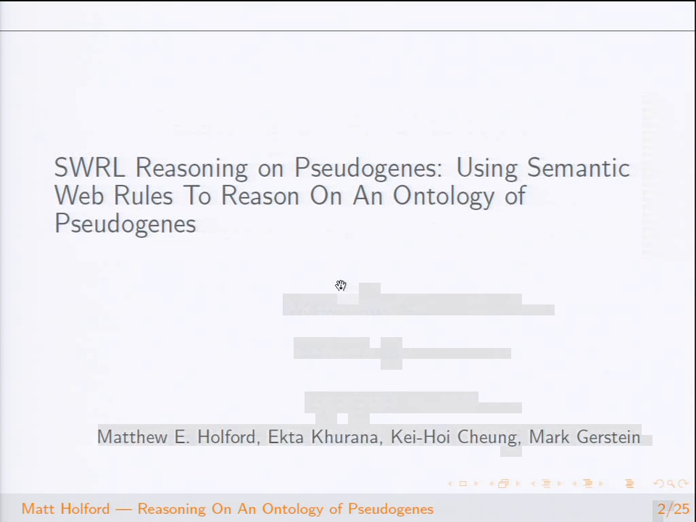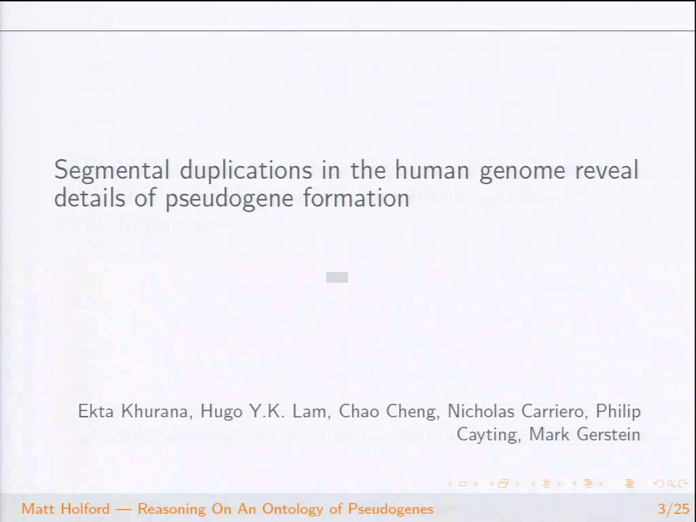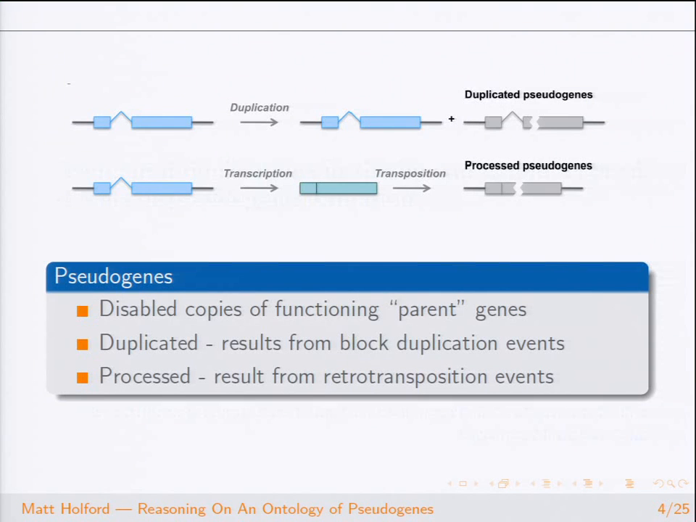The paper that I'm going to refer to is the conference paper, listing the authors. And I'm also going to draw a little from my colleague Rana's paper, Segmental Duplication in the Gene for Details of Pseudogenation. So I think I'll talk about biology and some definitions, and what we're trying to accomplish with the reasoning.